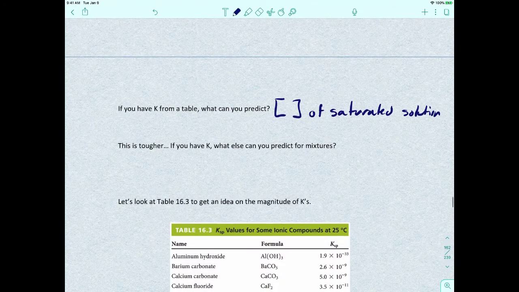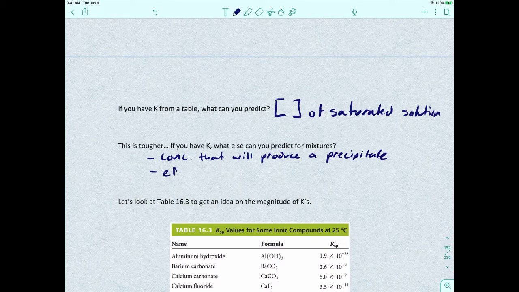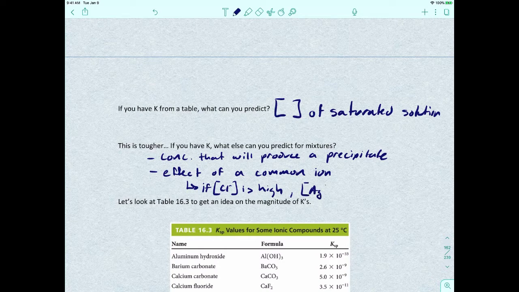Now, this one's tougher. If you have K, what else can you predict for mixtures? Well, we could predict the concentration that will produce a precipitate. We can also predict the effect of a common ion. And so what I mean by that is that, let's say if the concentration of chloride ion is high, then that means the concentration of silver ion will be lower.